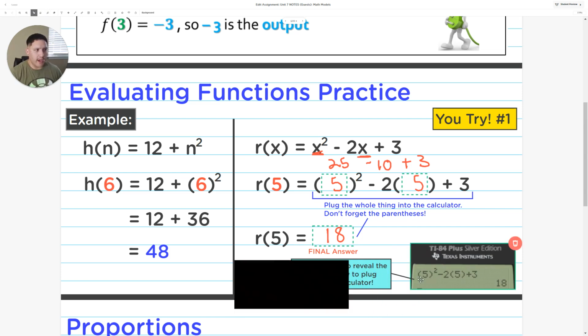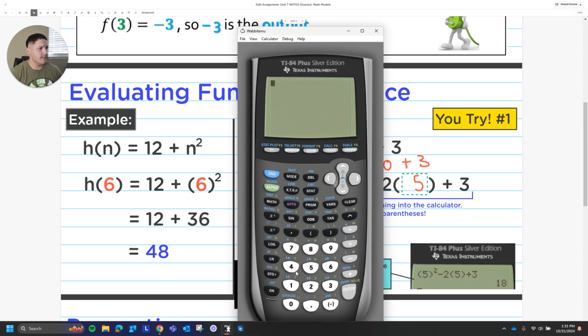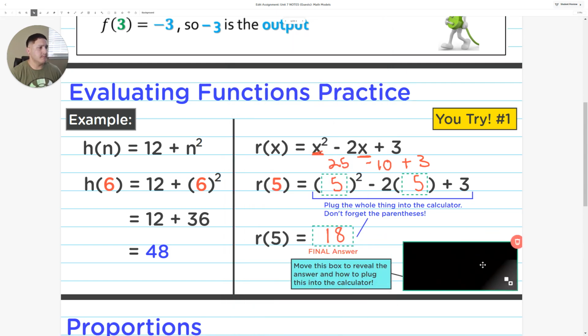Again, this is just showing y'all on the calculator. 5 squared minus 2 parentheses 5 plus 3 will give us 18. And that's it for you try number 1.